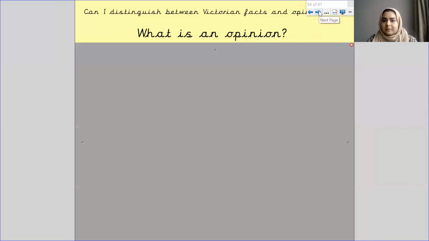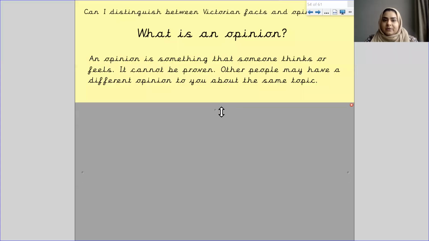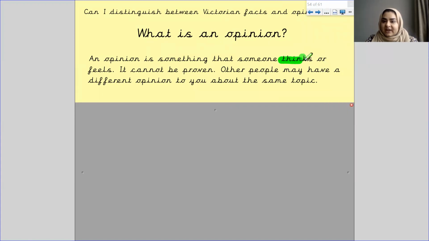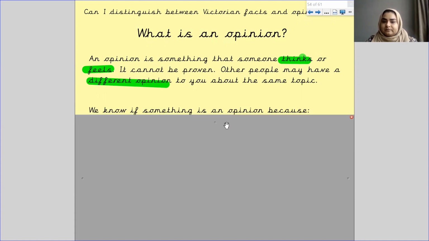Okay. So now that we know what a fact is, can you have a good think about what an opinion might be? Put your thinking caps on. An opinion is something that someone thinks or feels. So it's important for you to understand that it's what someone thinks and feels. It cannot be proven. Other people may have a different opinion to you about the same topic.